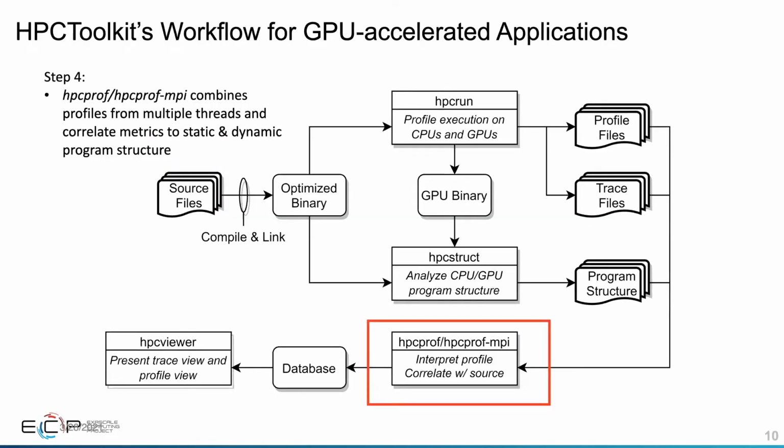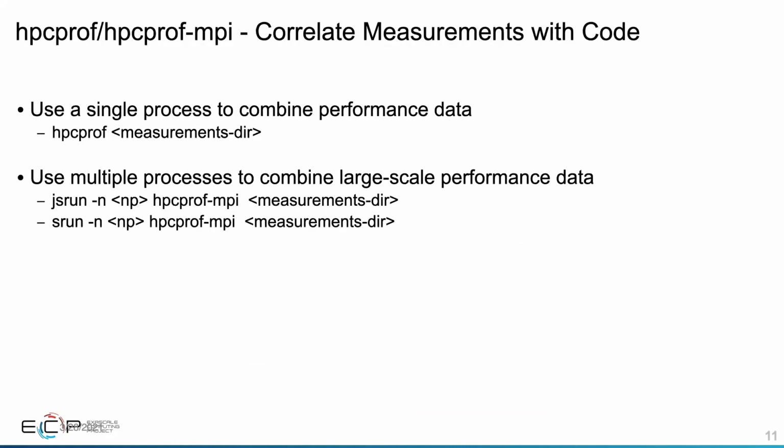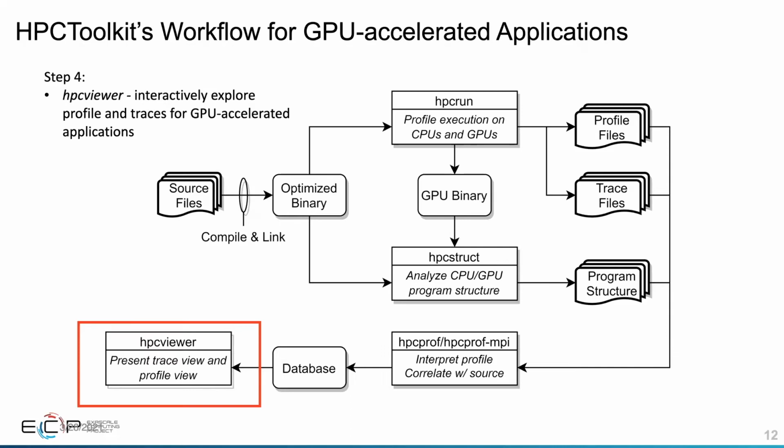So the next step in the workflow is hpcprof and hpcprof-mpi. You use hpcprof or hpcprof-mpi the same way that you did for CPU programs. You just say hpcprof and run that on the measurements directory. Or if you have measurements from a large scale execution on a GPU accelerated platform, then you can use hpcprof-mpi to analyze the measurements directory. The last step of the workflow is to use hpcviewer, and it works the same way that it does on CPU applications. You have both profile and trace views. Something different is that inside the trace views, you actually have trace lines for GPU streams.